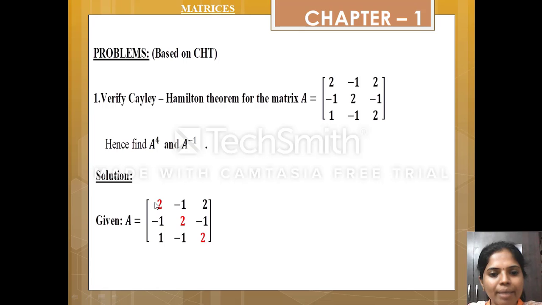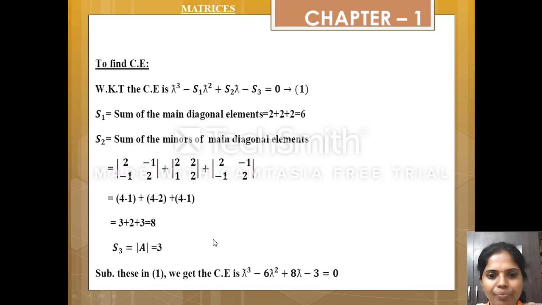The minor of this 2 means you write this 2, minus 1, 2 in a determinant. Then again plus. Now we calculate the minor of the second diagonal element, so we write the elements 2, 2, 1, 2 in a determinant form. Similarly, we calculate the minor of the third element. Now apply the ordinary 2 by 2 determinant concept and simplify. The answer is 8.